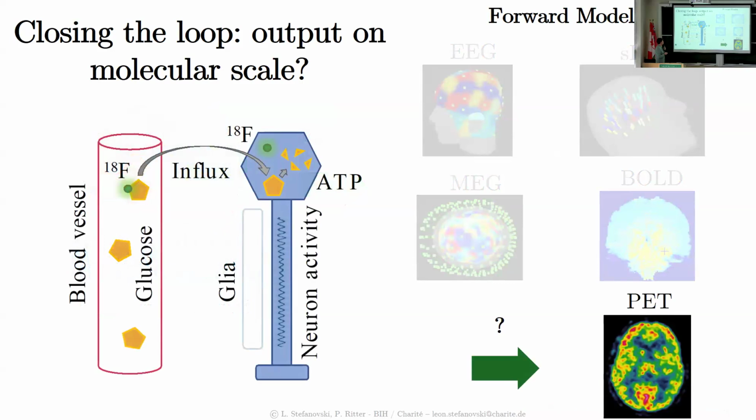And for this, we employed a detailed microscale model of neurogliovascular ATP homeostasis, so describing how ATP, actually the intracellular correlate of glucose regarding the energy metabolism, is transferred from blood vessels to neurons and glia cells.